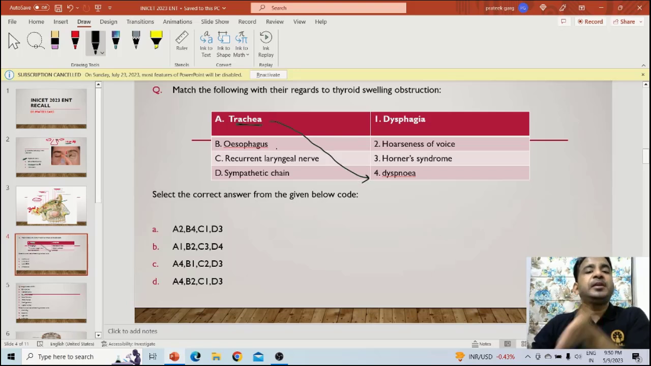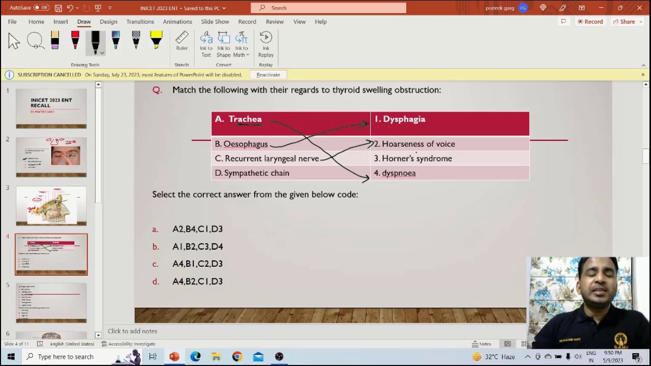If esophagus is being compressed by the thyroid, so what can be the symptom? There can be dysphagia. Because if esophagus, the food pipe, is compressed, that will result in dysphagia. If recurrent laryngeal nerve is compressed, then what can be the symptom? Recurrent laryngeal nerve damage, injury, paralysis, whatever is happening there, that will lead to hoarseness of voice. Hoarseness of voice. The voice will be changed.